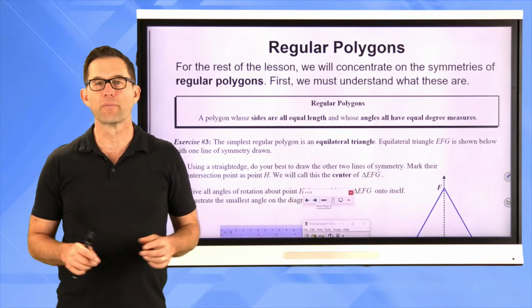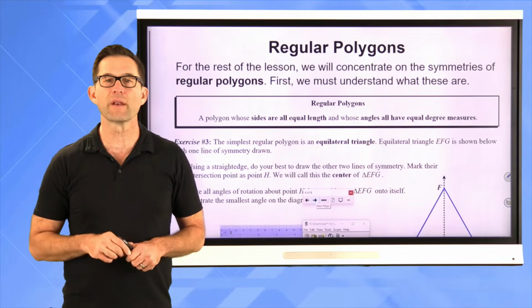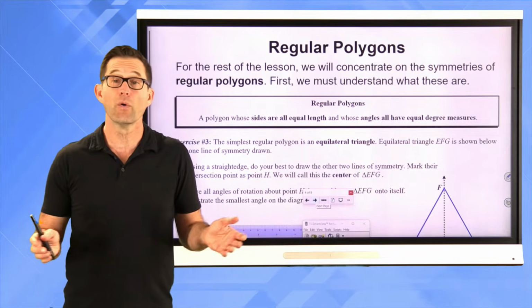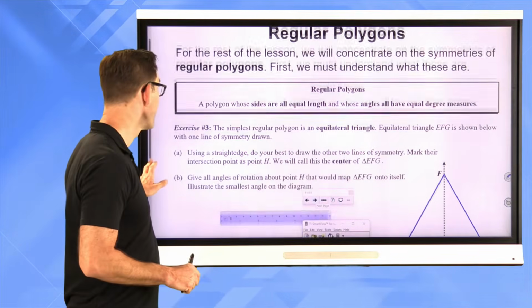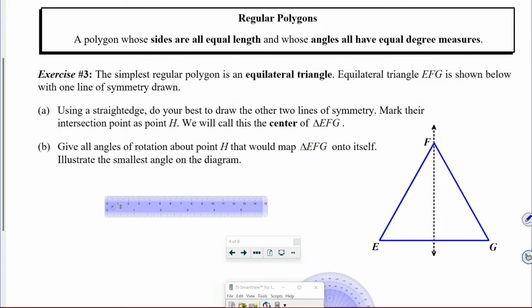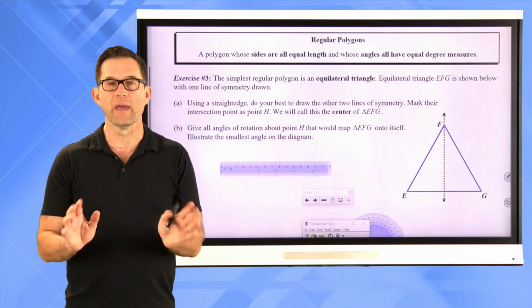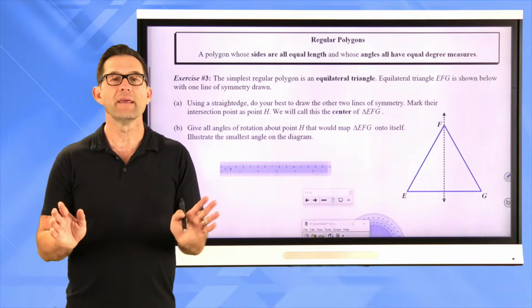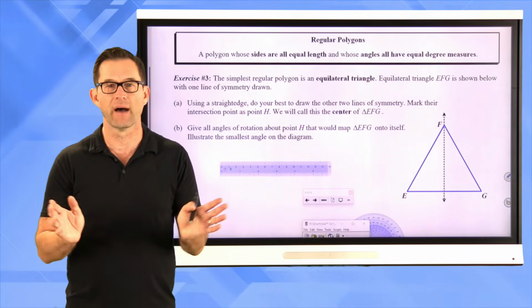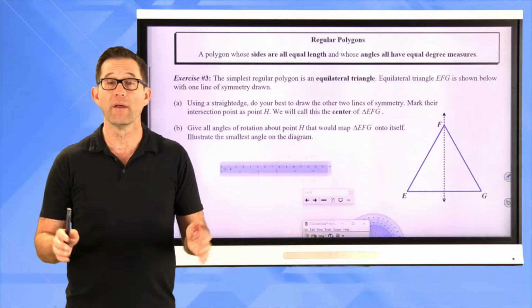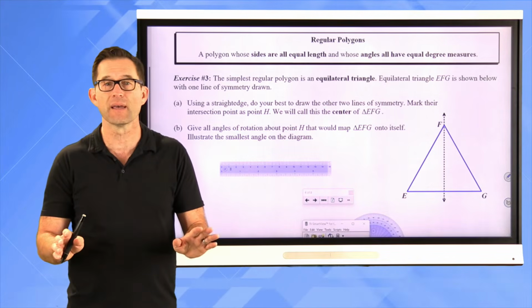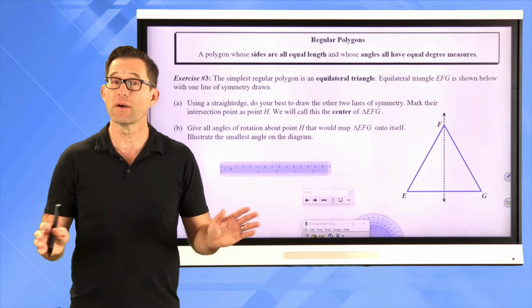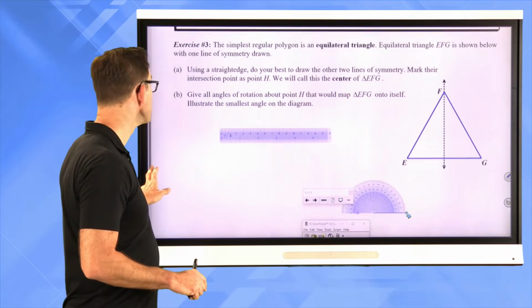Now let's talk about regular polygons. For the rest of this lesson, we're going to concentrate on the symmetries of regular polygons. So first, we should understand what regular polygons are, and then we'll analyze them. Regular polygons: a polygon whose sides are all equal length and whose angles all have equal degree measures. All right, so this is cool. You can take any polygonal shape, with however many sides you want, so a shape that's got straight sides, right? And you can basically make one that is a regular polygon where all the sides have the same length and all the angles have the same measurements. Now let's talk about that in the case of a triangle.